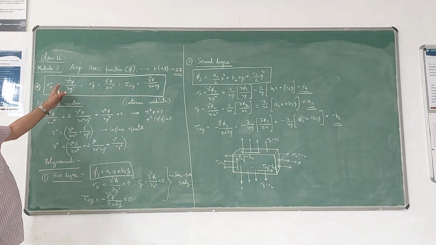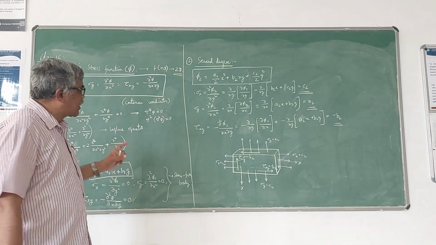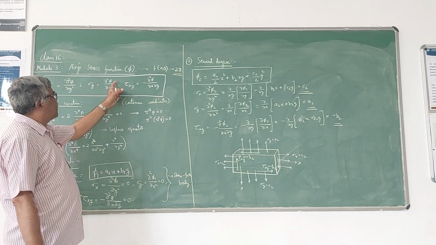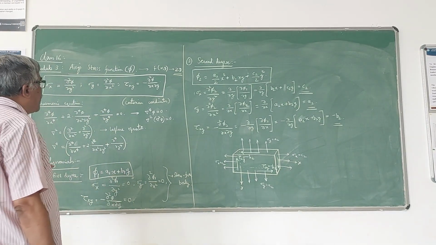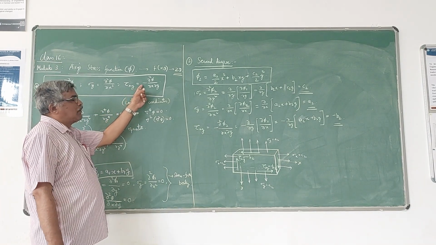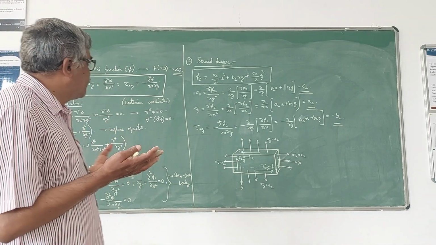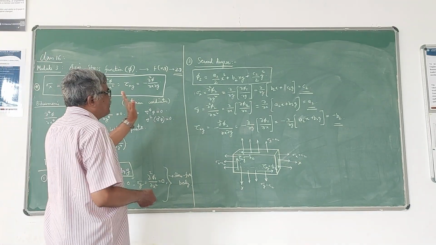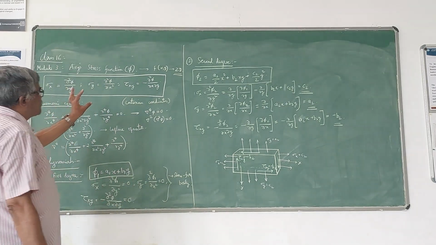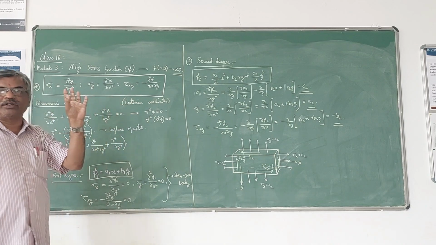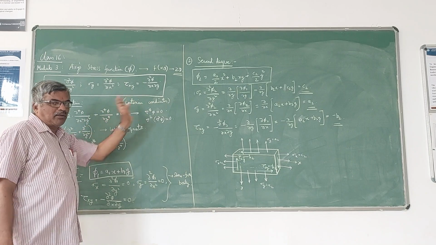Sigma x is given by del square phi by del y square, that is, the second derivative of phi with respect to y. And sigma y is given by del square phi by del x square, that is, the second derivative of phi with respect to x. And tau x y, the shear stress, is given by minus del square phi by del x del y. That means we have to differentiate phi with respect to x once, and then differentiate with respect to y. Now, by knowing the stress function, we can always find out the stress components sigma x, sigma y, and tau x y using these three partial derivative formulas.